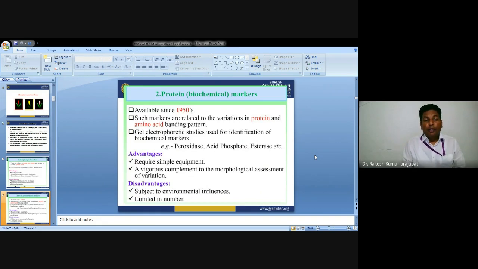If we talk about the advantages of these protein markers, the first advantage is that they require simple equipment, not much that is complex. They are the biggest complement to the morphological assessment of variation. The disadvantage is that they are subject to environmental influence and limited in number.